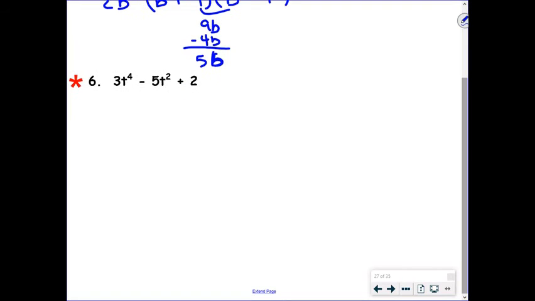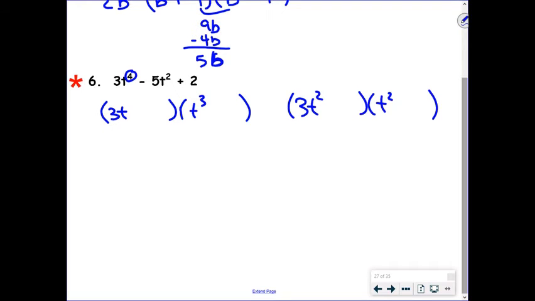All right, the last one. This one, a little bit different in that it has t to the 4th. So what will multiply to give you 3t to the 4th? Well, you have 2 possibilities. Could be 3t and t cubed, or it could be 3t squared and t squared. Which one is it?